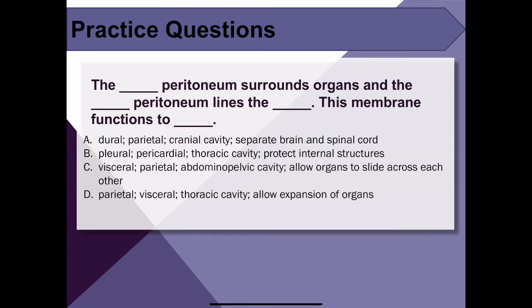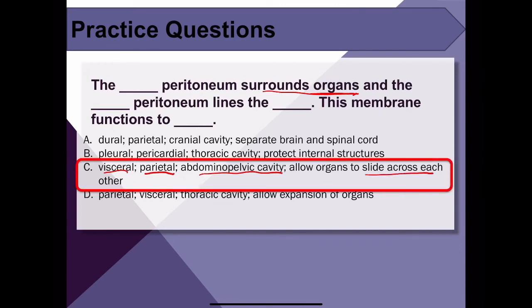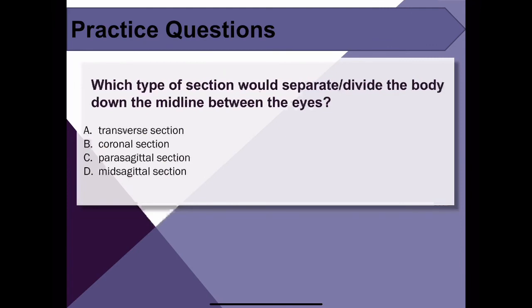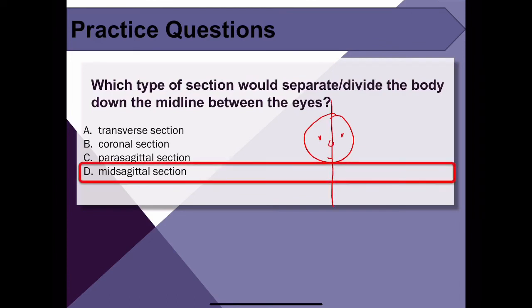The blank peritoneum surrounds the organs, and the blank peritoneum lines the what? The one that lines organs directly is visceral. Then the parietal peritoneum lines the abdominal cavity. This membrane functions to allow organs to slide across each other. So that's the importance of serous membrane that I talked about. Which type of section would divide the body down the middle between the eyes? Remember, between the eyes. So here's a person, eyes, nose, mouth, right there. Mid-sagittal section is going to cut right in the middle.